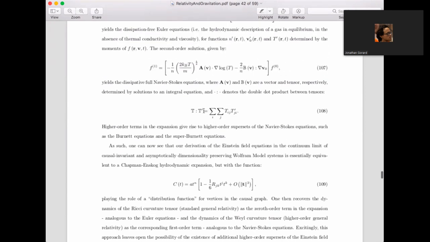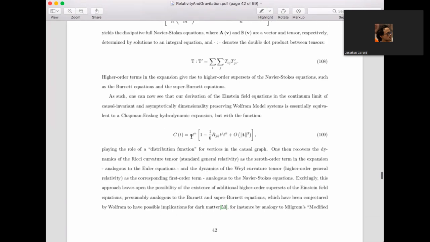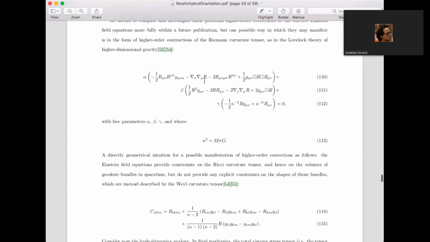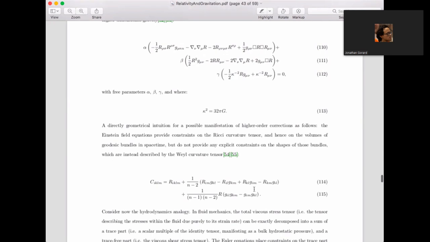What I show is that if you do exactly the same thing, but instead of the one particle distribution function, you use this function that I call C, which is effectively the volume of a space-time cone in the causal graph, and you treat this as the hypergraph distribution function, then you end up deriving the Einstein equations in effectively the same way. In addition, this contains the standard Einstein equations, but there are also higher order corrections that turn out to have the same form as the Lovelock theory of gravity, at least in some approximation. These correspond to higher order contractions of the Riemann curvature that place additional constraints on the Weyl curvature.